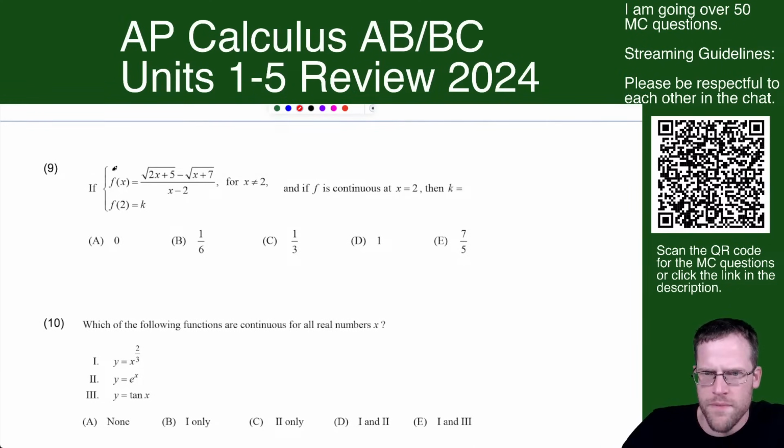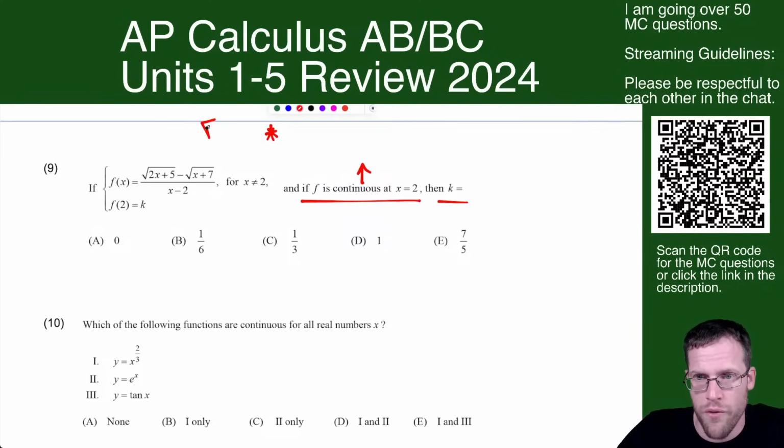All right, question 9. Here's f of x, f of 2 equals k, and we have if f is continuous at x equals 2, then k equals. So if f is continuous at x equals 2, you have to know this definition. I'm going to write it out. This is for the free response questions. If you ever have to explain something is continuous at 2, you need to show that the limit as x approaches 2 of the function is equal to f of 2.